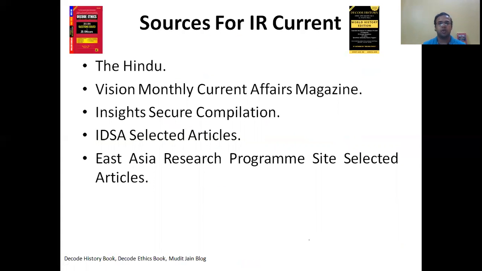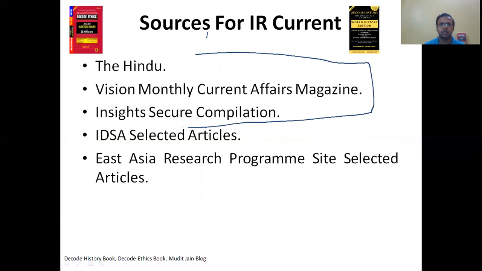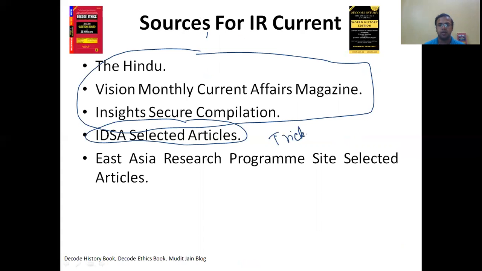Now the sources for IR. These are the sources that I followed for current affairs for the entire GS: The Hindu, Vision Monthly Magazine, and Insights. I've already discussed them in the previous session. For IR per se, you can follow selected articles of IDSA, but it is very tricky, because once you start reading IDSA, there is no end to it. So you have to be careful.